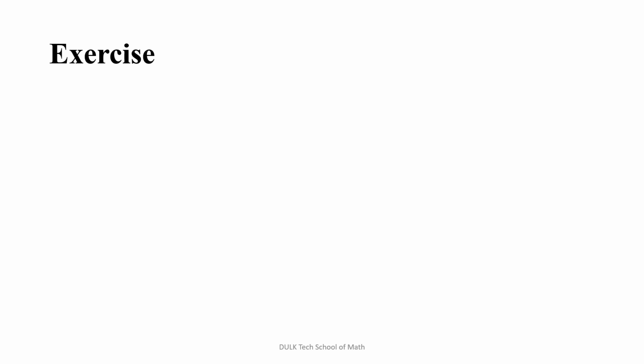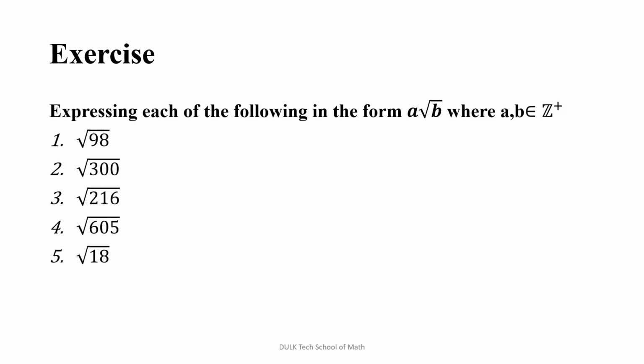Right, now here's your exercise. Try this. I want you to pause this video for a few seconds, then you work out this. You express these irrational numbers in the form a root b, where both a and b are positive integers. Then after that, you can see the answers. So here are the answers.